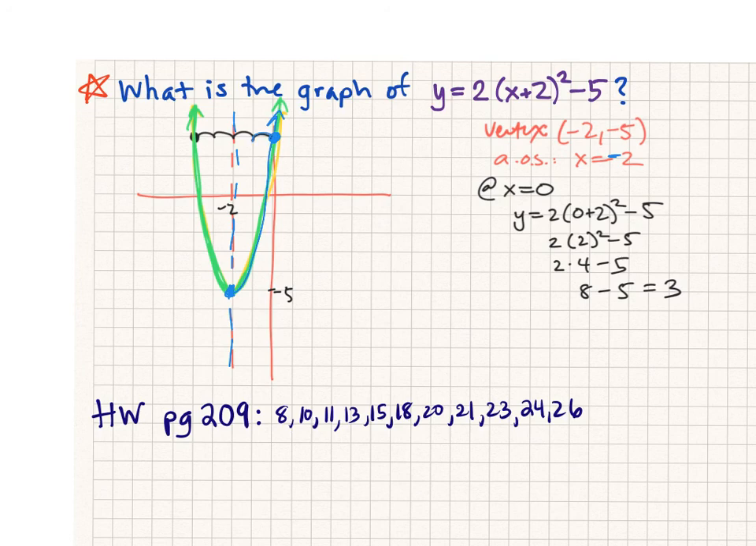Then I could reflect. So this point gets reflected. It's 2 away from the axis of symmetry that way, so you go 2 the other way and make your point, and then you can make your U, and that's the graph. So time for practice. Enjoy.